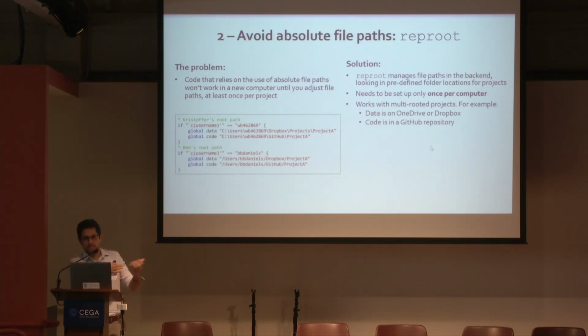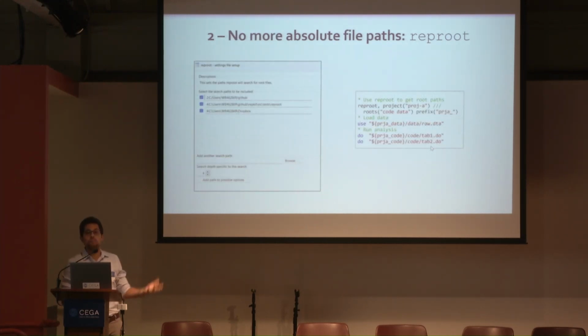But of course, this means that you always have to adjust these paths when you run the code of a project for the first time, okay? So the solution for that is reproot, which, instead of having to set up the run and the file paths once per project, you only do once per computer, and this also works with a nice interface where you don't have to code.